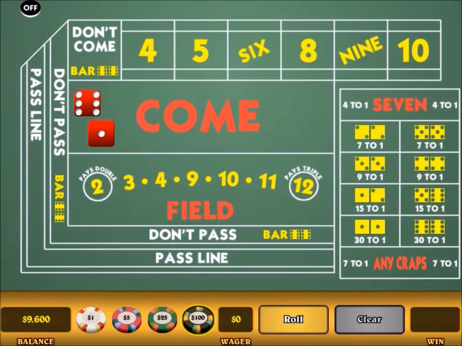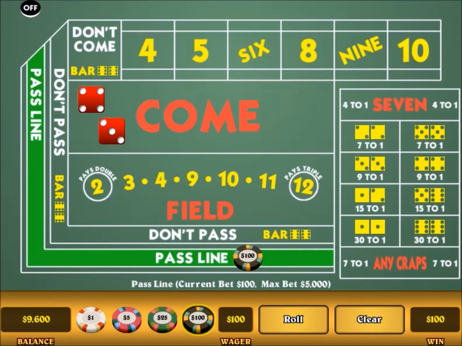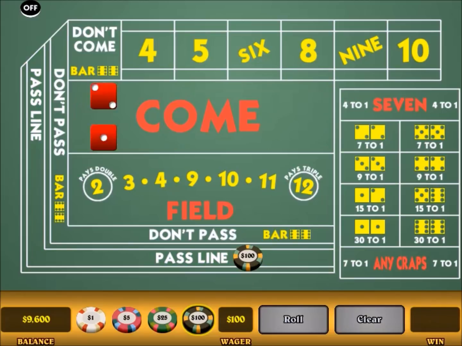Let's go through a few more examples, shall we? So it's a new come out roll. Let's make our bet on the pass line. And a 7. Again, if the initial roll is a 7 or 11, you win. I won, so let's make a new pass line bet.